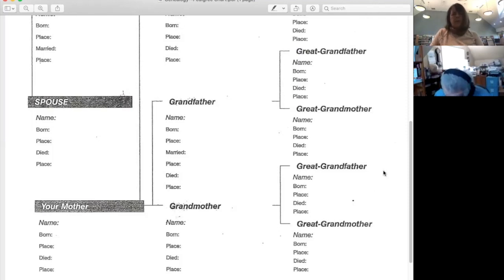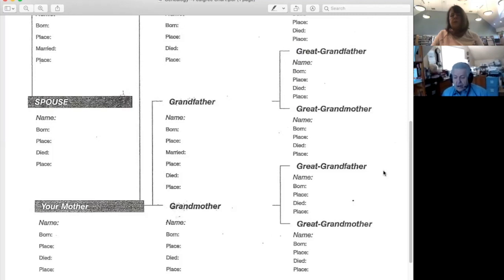So I think that if you see some of the charts that are available, you'll see abbreviations or codes. This chart is very nice because it spells out born, place, married, died, and place. But you will see some that will just have B and P, which is birth date and birthplace, and M for married, and D for death date, and P for death place. But it's all the same, and this is what we call the information that you'd want for the basics.